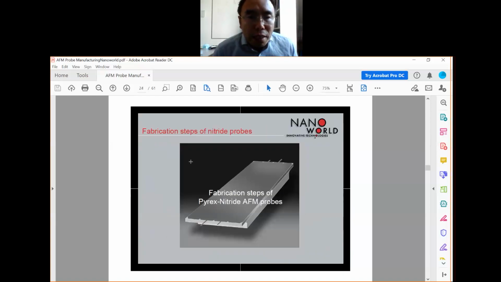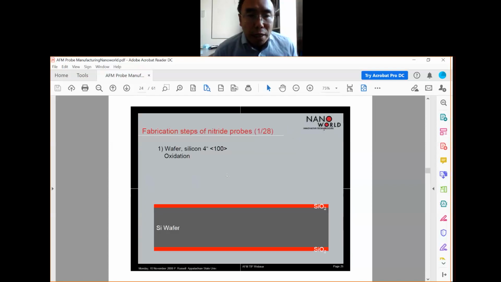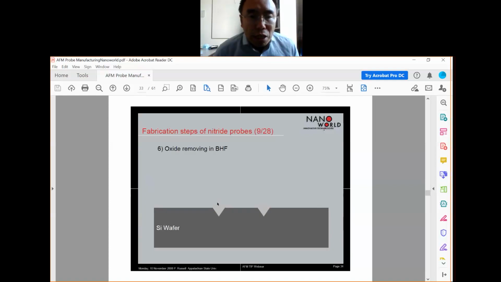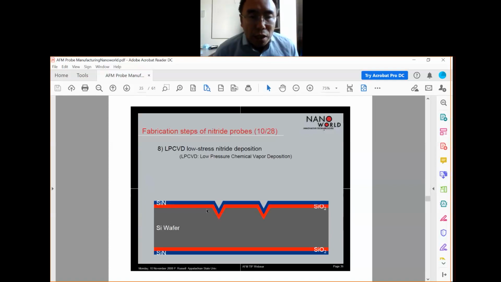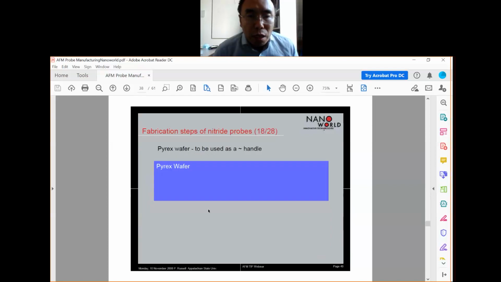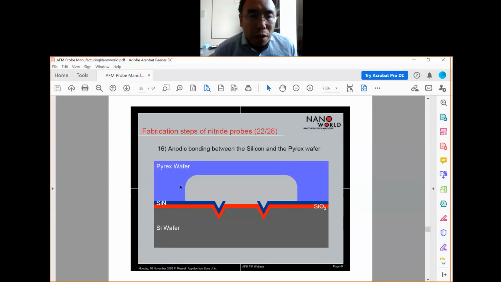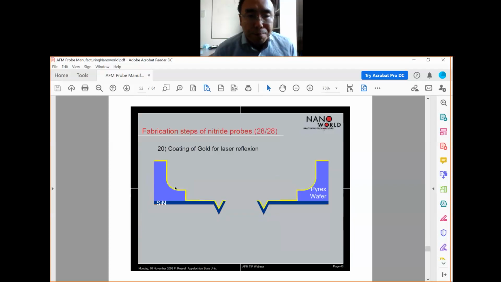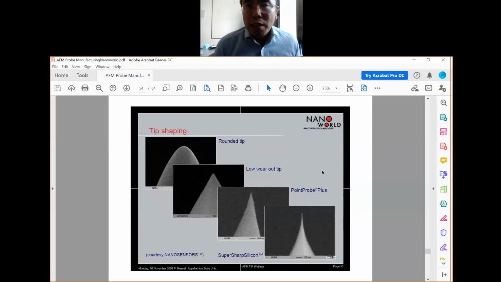The second one is the molding process. This is the silicon nitride molding process. You can see here, they make this inverse pyramid shape cavity. Then you coat the silicon nitride onto it. Then you put this handle layer of Pyrex glass in as the handle. Then finally you get the tip. You can take a careful look afterwards.